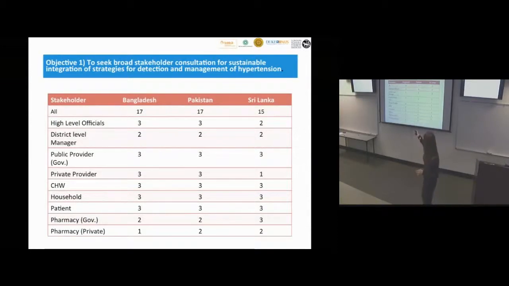And the interviews with the stakeholders were basically focused on, what are they focused on? They're focused on, do you think strategies are useful? What do you think are the facilitators and barriers? So they're going to give us the suggestions. What are your existing practices? What are the facilitators and barriers?